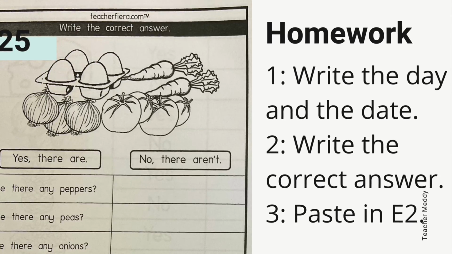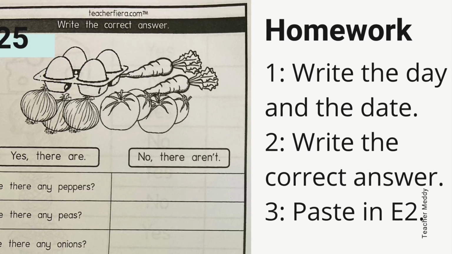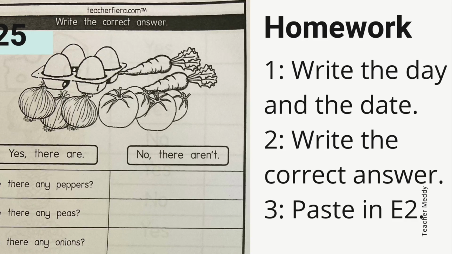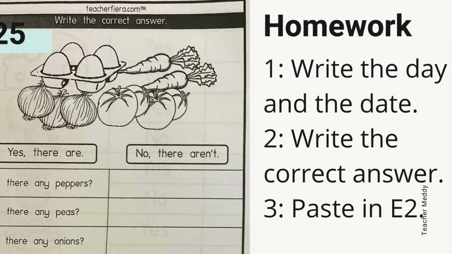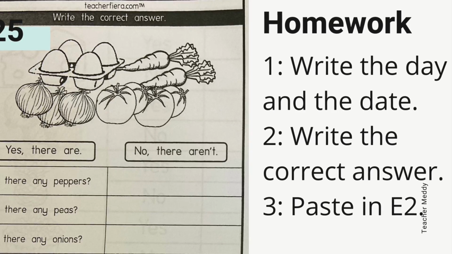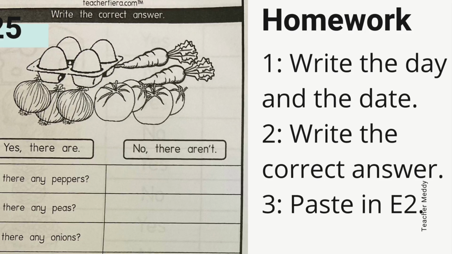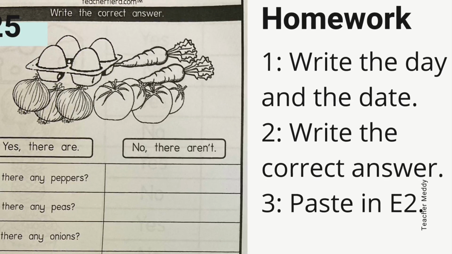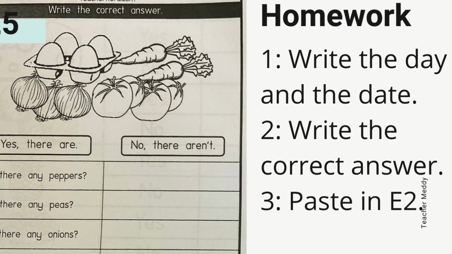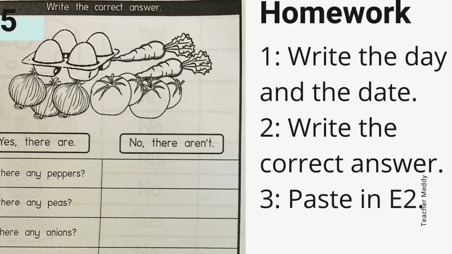Write the correct answer. Now just like the previous question, this time they start with are. So, are there any peppers? Jawapan dia kena ada apa? Yes. Just like you say, they must have are also. Okay, tak boleh. If the question starts with are, you cannot answer with is. The answer also must have are. Okay? Now remember, please paste it in your exercise 2 book.